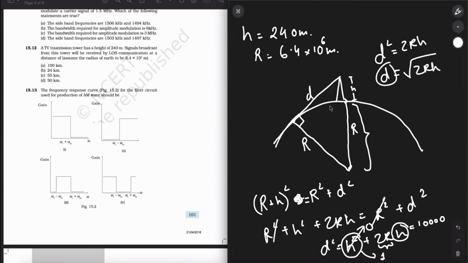So this is the distance till which the signal can be transmitted. Although this is not the exact distance because we need to see the distance on the ground like this. But right now, what is important for you is to know this concept of triangle and simply ignore this small value.